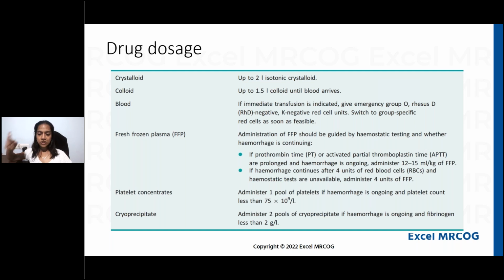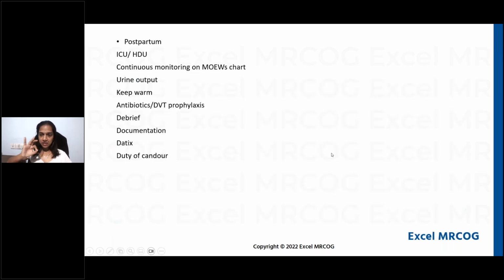Cryoprecipitate if your fibrinogen falls below 2 gram per liter. So this is something that you would need to understand. Post-op, I had not asked you the question, but if it was asked, then she would need to be monitored in an ICU and or HDU setting. Continuous monitoring on a MEOWS chart. Urine output has to be monitored. Keep her warm. Antibiotics, DVT prophylaxis, and all the clinical governance measures. Debrief, documentation, DATIX, duty of candor.